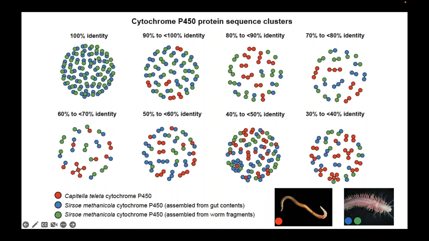From this figure, you can see that at 100% identity, all the P450 protein sequences are related to the ice worm, and they are not related to Capitella teleta. But at 30% to 70% identity, I noticed some ice worm sequences that are related to sequences in Capitella teleta cytochrome P450. Here you can see that there are some circles from the ice worm that are connected to circles representing Capitella teleta, which shows that these are homologs of the cytochrome P450 protein sequences in Capitella teleta.